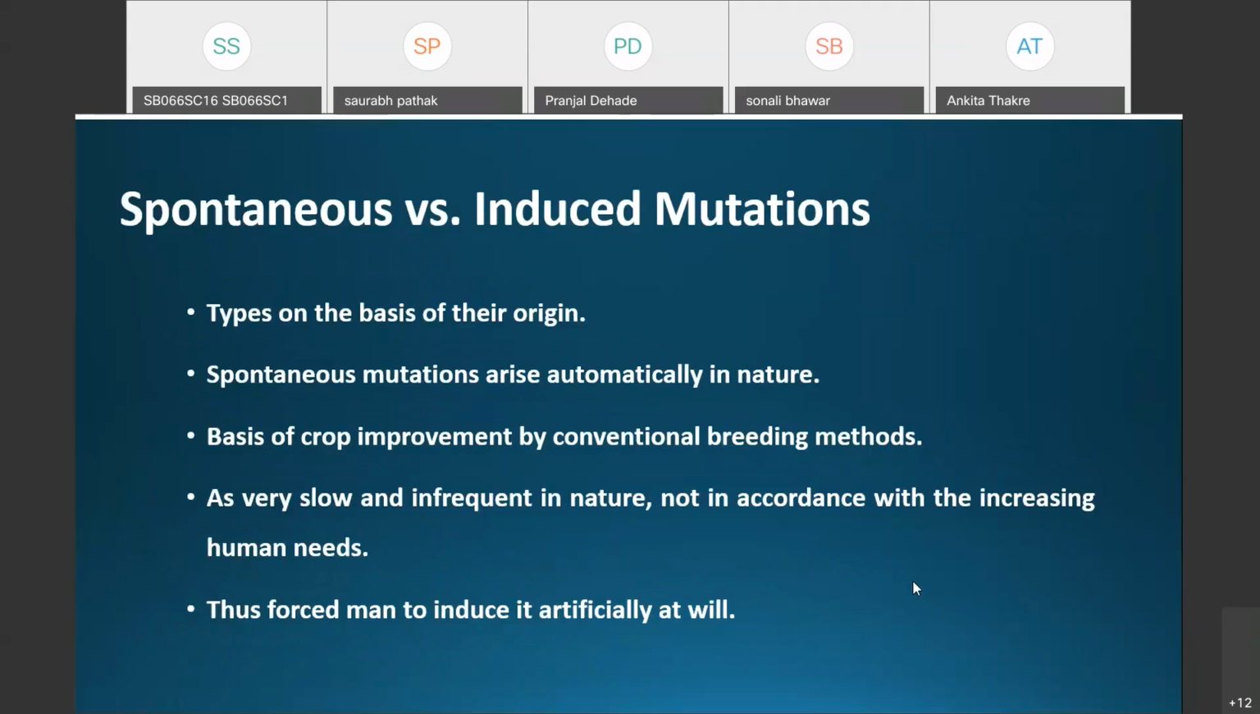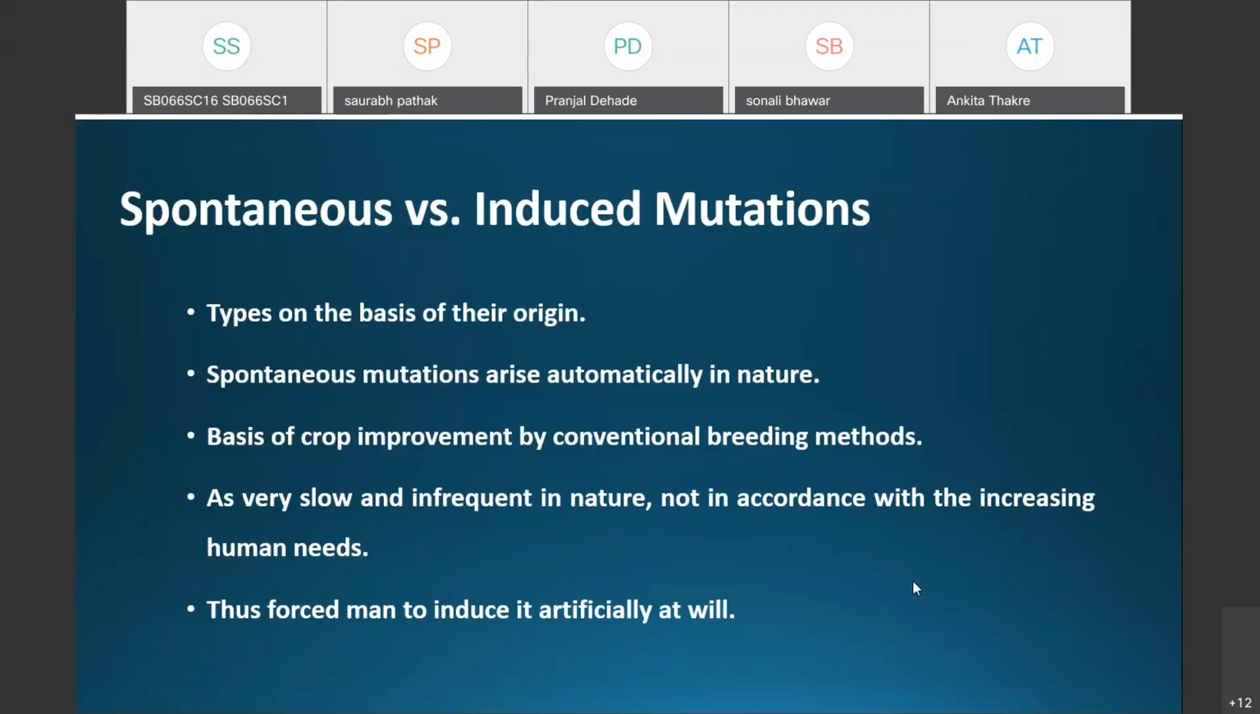Okay, what is the difference between spontaneous and induced mutations, and why are mutations induced artificially in crops? Here in this slide we are going to discuss this. On the basis of their origin, there are two types of mutations: spontaneous mutations and induced mutations.